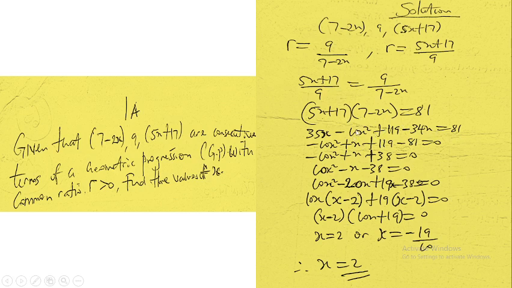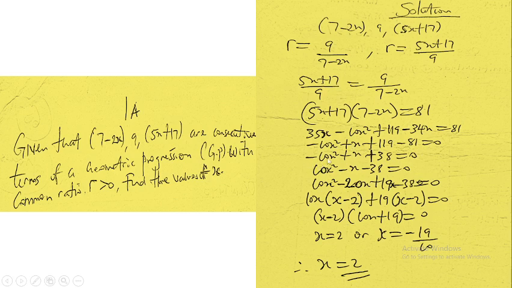From there, we can collect like terms. We have 35x minus 34x, that will give us x here. Then we have minus 10x squared, which is what we're having here, plus 119. Then take 81 to this side. We have 119 minus 81 equals 0.